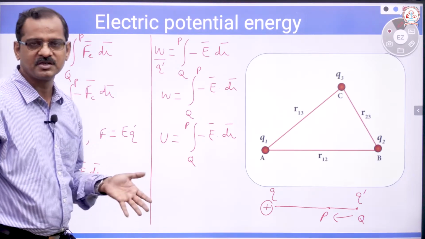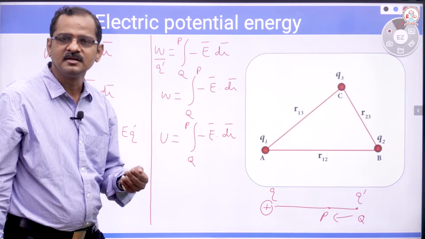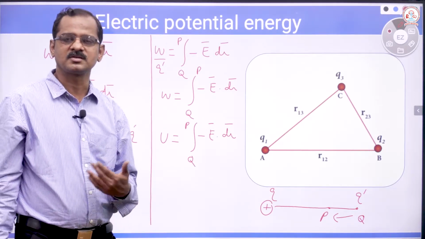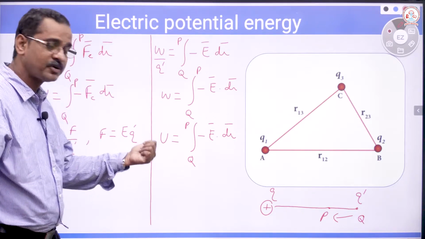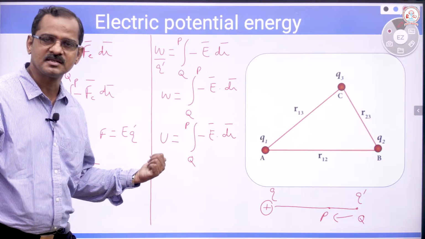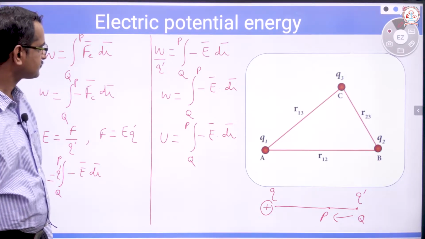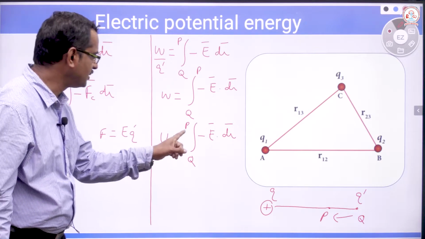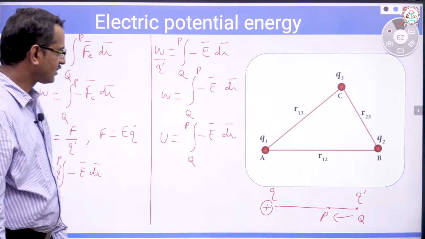Electric field is a vector quantity. This Coulomb force is also a vector quantity, but electric potential is a scalar quantity. So, we have this equation: U is equal to the integral from Q to P of minus E vector dot dr.